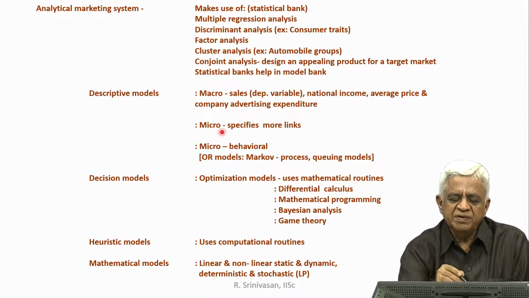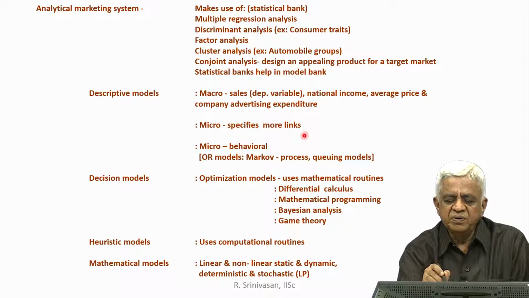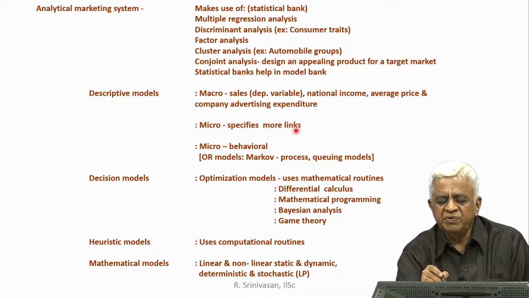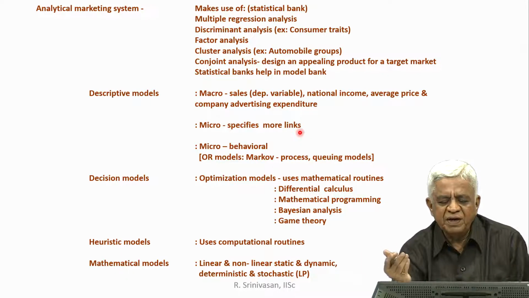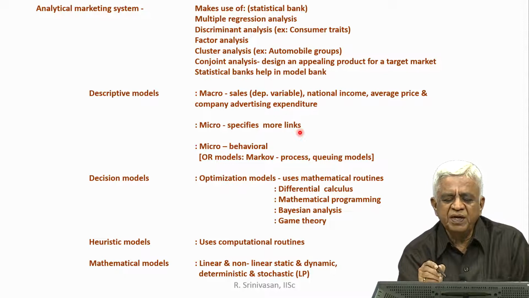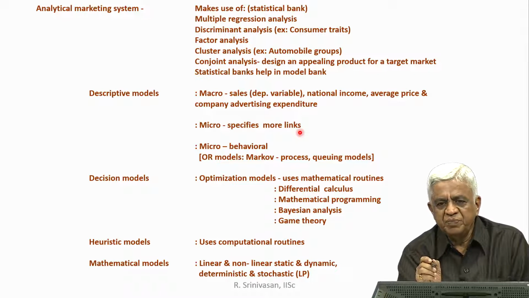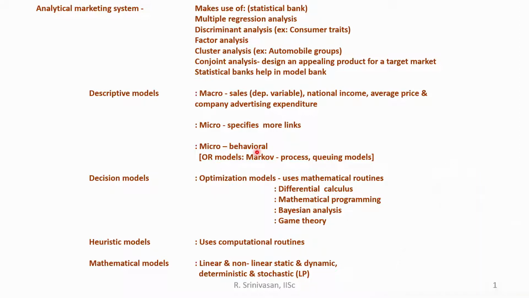On the other hand, when you come to micro, what is going to happen is you specify more links. So, you expand, giving more links to the micro model, micro descriptive model. In addition to the micro model, you may use something like the micro behavioral model. What is this micro behavioral model? This is where operations research comes to the help of marketing.